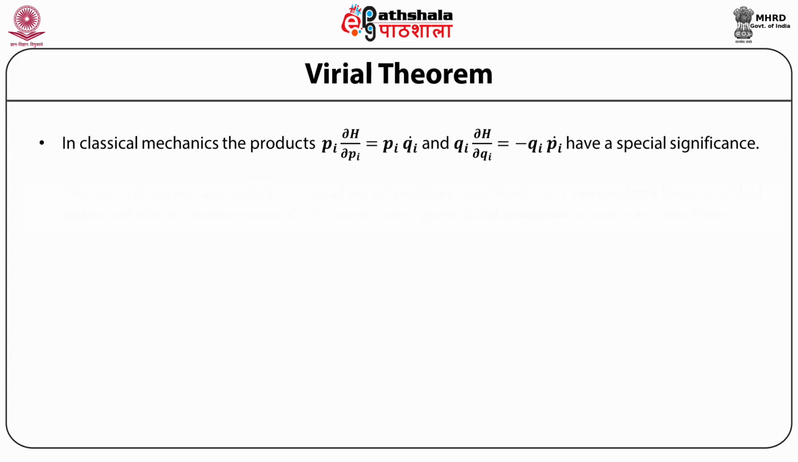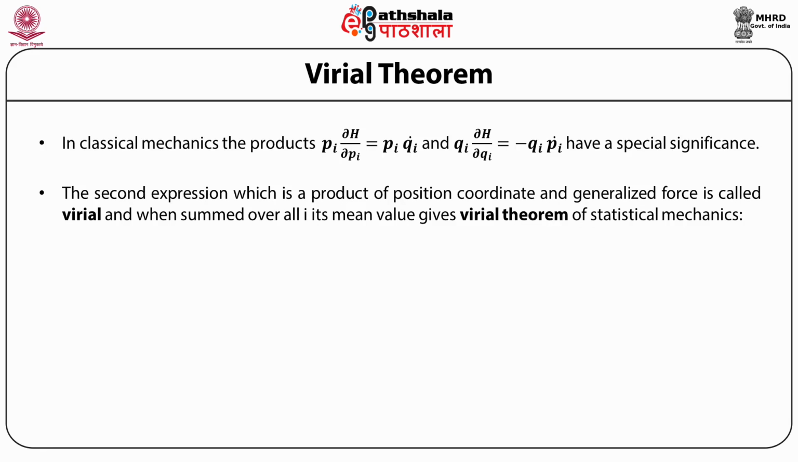Virial theorem. In classical mechanics, the product pi multiplied by the partial derivative of H with respect to pi, which is equal to pi qi dot, and qi multiplied by the partial derivative of H with respect to qi, which is equal to minus qi pi dot, have a special significance. The second expression, which is a product of position coordinate and generalized force, is called the virial, and when summed over all i, its mean value gives the virial theorem of statistical mechanics.